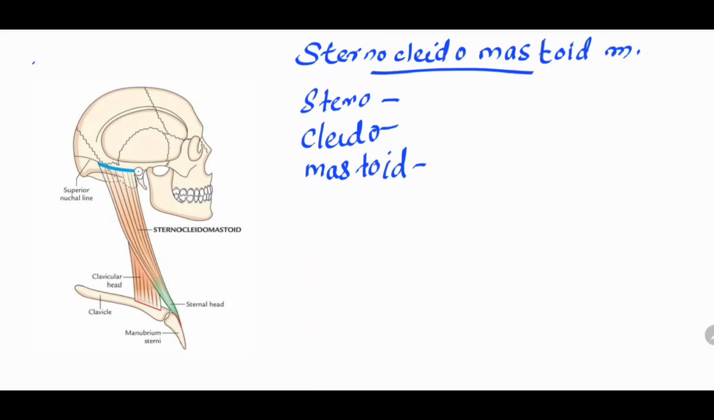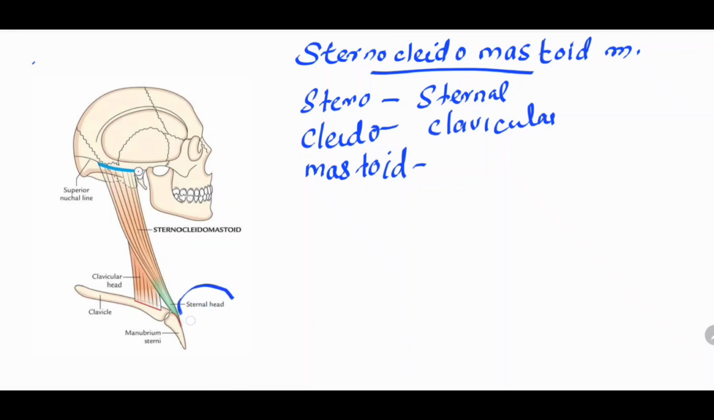Now we start from the origin. The muscle has got two heads. There is a sternal head and a clavicular head. So here we have the sternal head and this is the clavicular head.